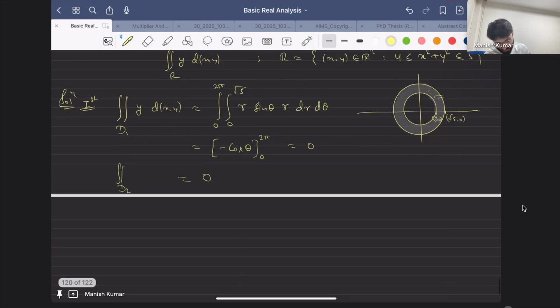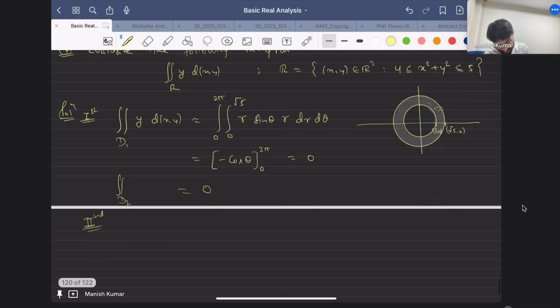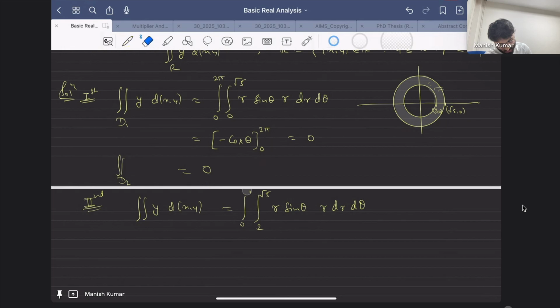Okay, so if you want to do the second way, you are saying the integral of y dx dy. So this would be r sine theta, r dr, where r is varying from 2 to root 5. Anyway, this is not playing a role at all. When we put 0 to 2 pi, it's turning out to be 0. Yes, sir. So this is 0.